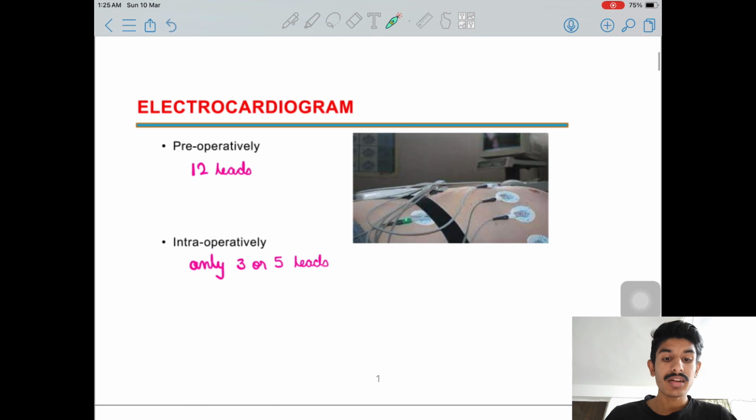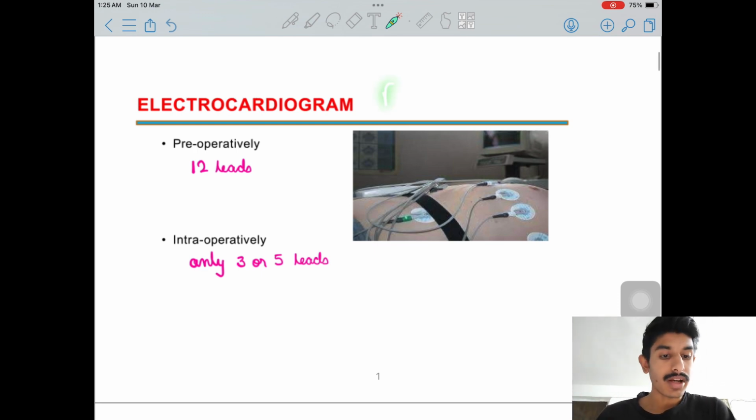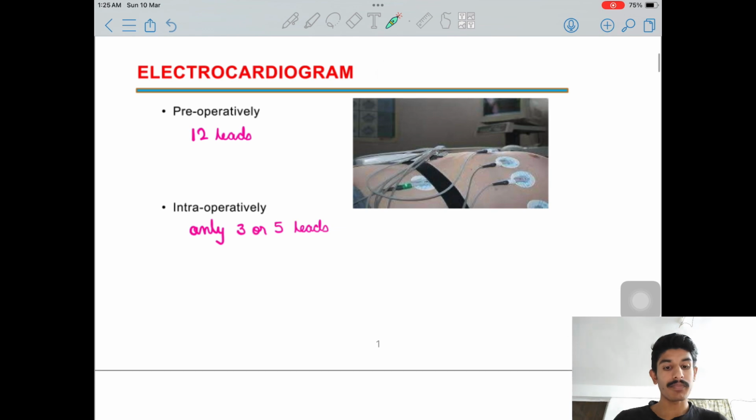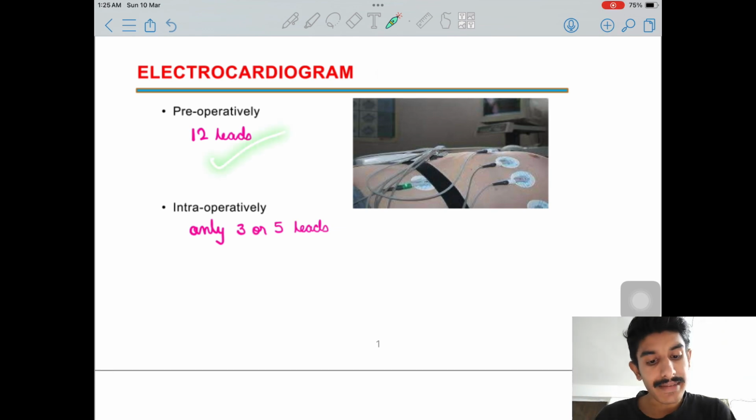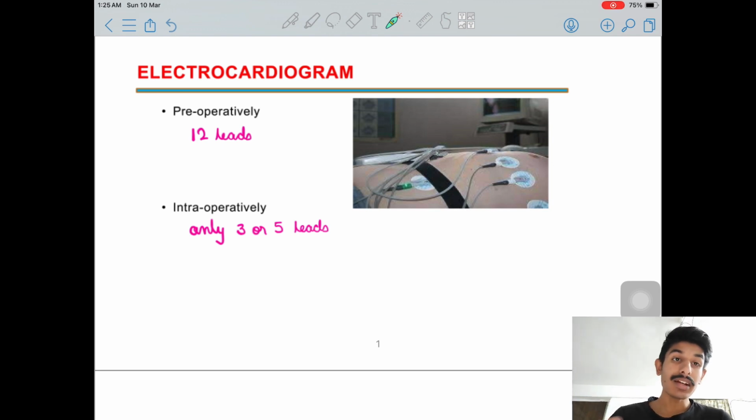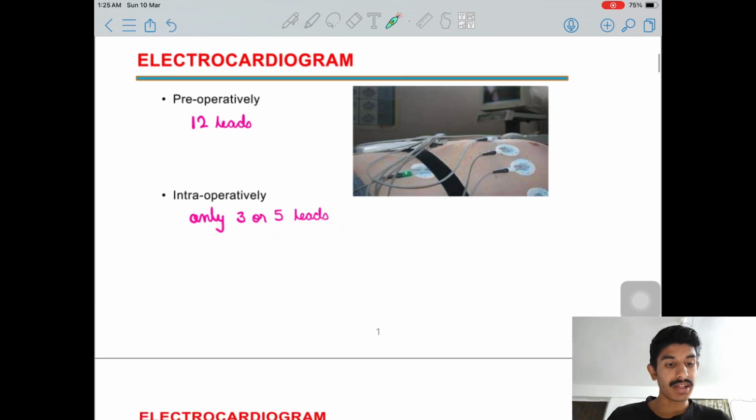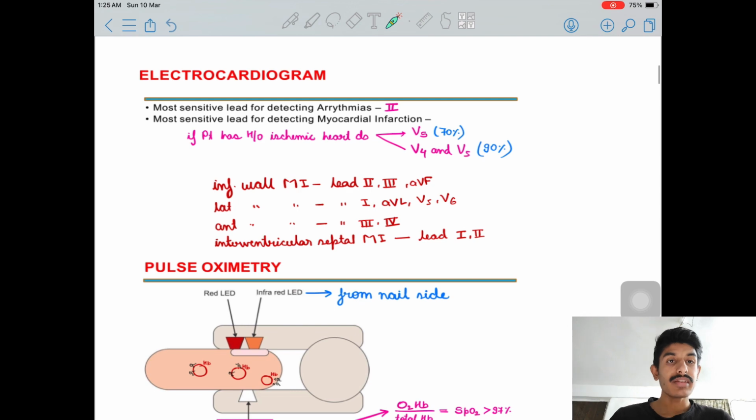So let's start with the ECG, or we can say electrocardiogram. Preoperatively there are 12 leads. So you can know there are chest leads, limb leads and other leads. But intraoperatively we use the third or fifth lead, because it is easier to know about this. Because of this third and fifth lead we can know if the patient is having any problem or not. So there is no need of putting more leads, because during the operation the space must be there to operate. So that's why we put the third or fifth lead.